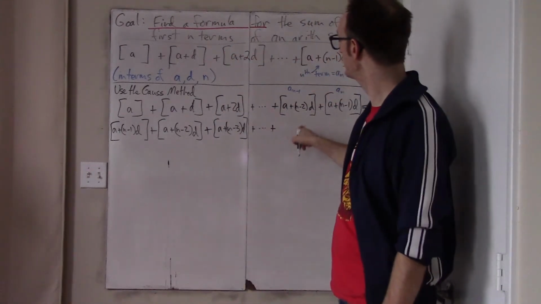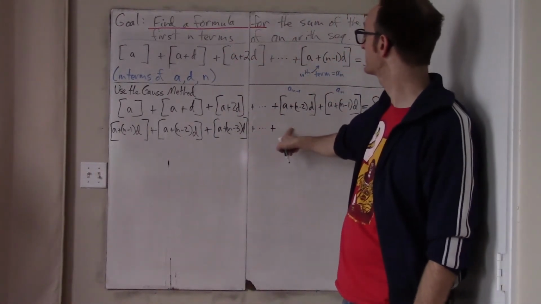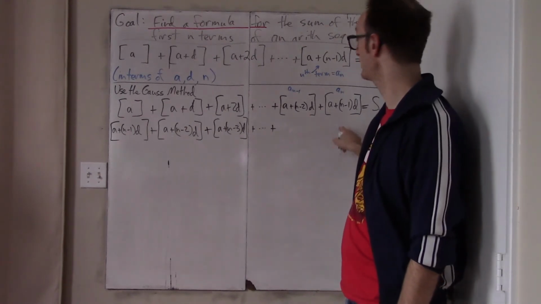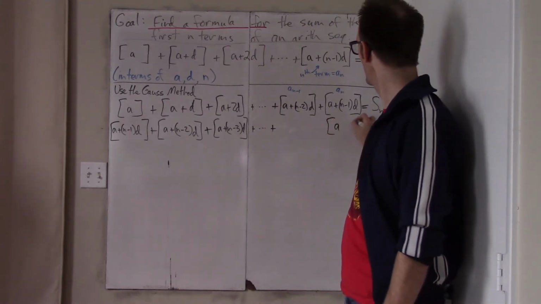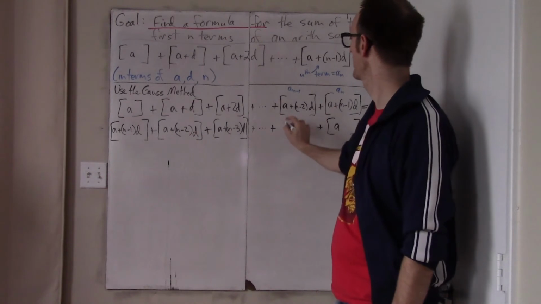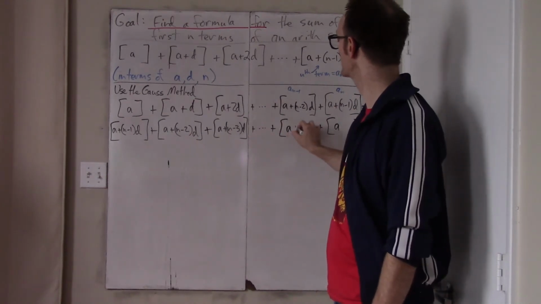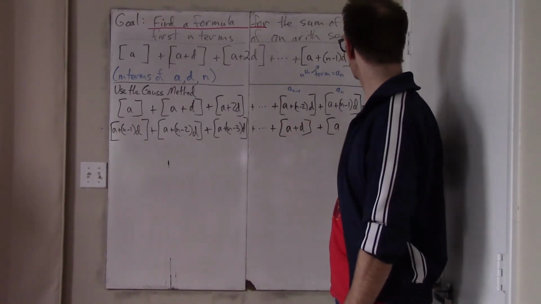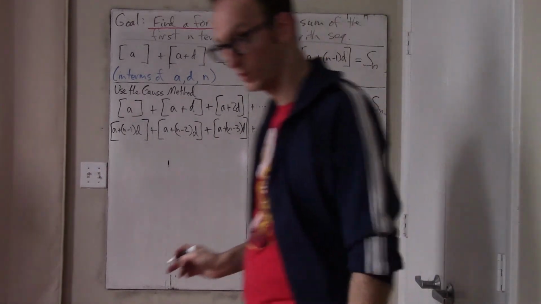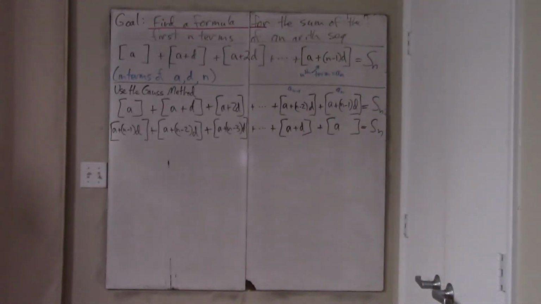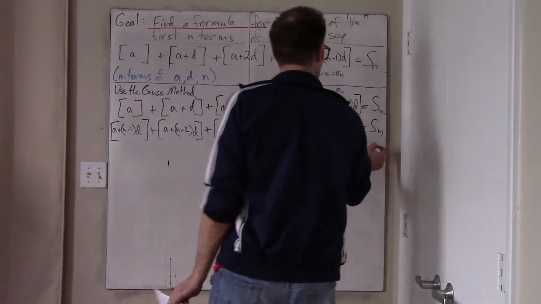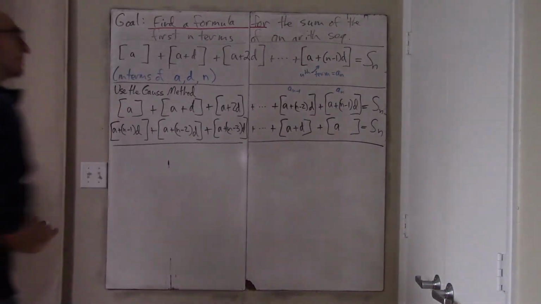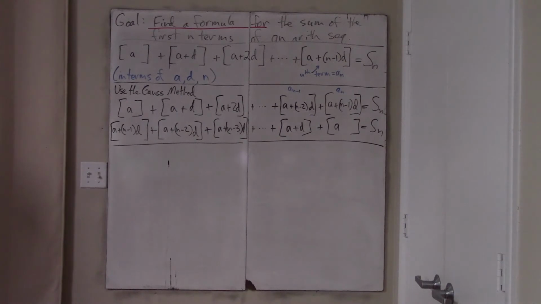All the way down to, what's this? This is the first term, so that's just A, and this is the second term, that's just A plus D. And this all adds up to the same thing, of course, because all we did was write the entire thing backwards. And what's the play here? The play here is to add up this equation. Add these two equations, I should say.